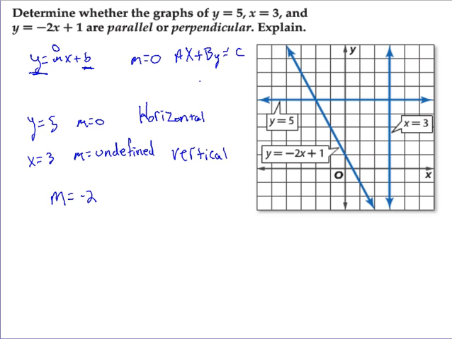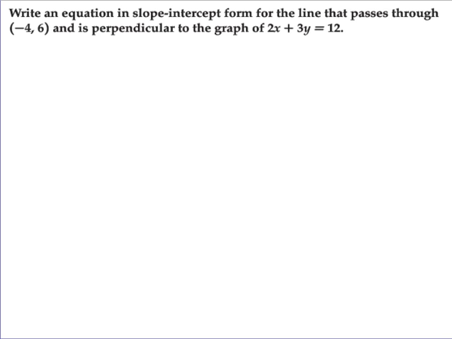All right, last problem. Write an equation in slope-intercept form for the line that passes through negative 4, 6 and is perpendicular to the graph of 2x plus 3y equals 12. So this graph is in standard form, and in order to find the slope of a standard form line, we need to get it into slope-intercept form so that we can find the slope. So all we have to do is get y by itself. We want to solve for y.